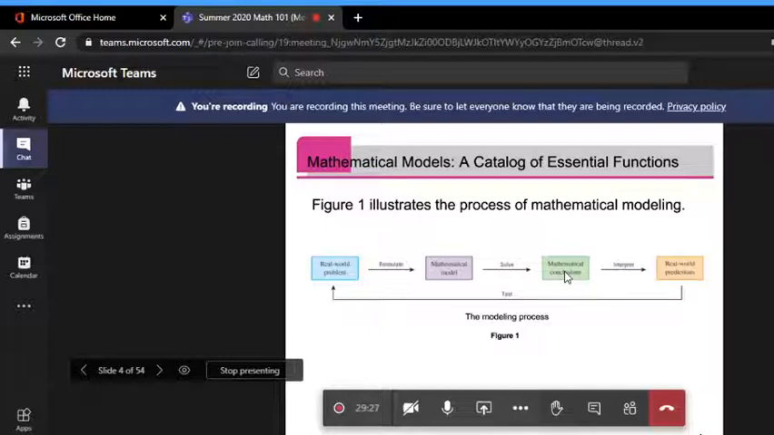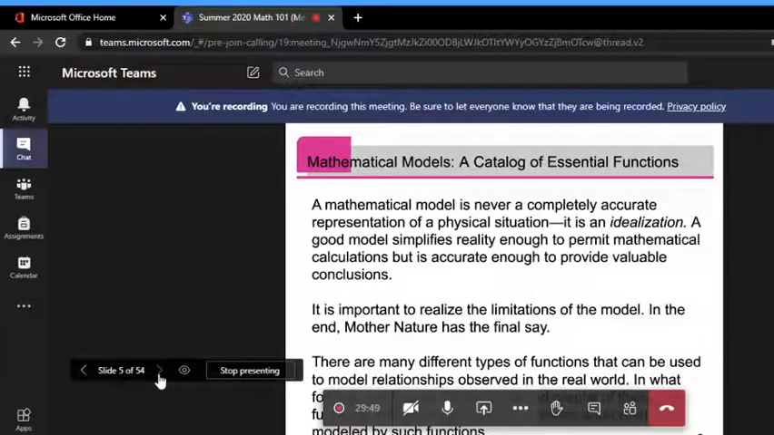You say, because of this model, because of this solution, we expect that this is what's going to be happening in the future or something. So this is roughly the idea of mathematical modeling, and as engineers you're going to be doing this all the time.